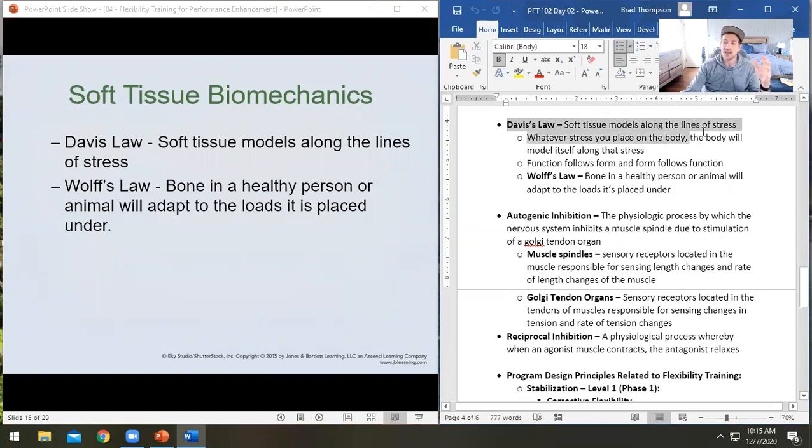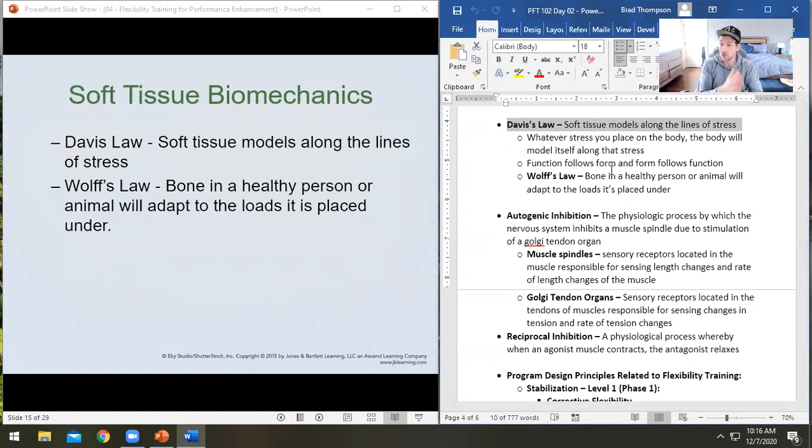And Davis's law is something that I used to spend a lot of time talking about. Honestly, NASM kind of breezes over it. And I get it. It's not a very practical thing that you ever have to talk about with your clients, but it explains why we do so much of what we do. Davis's law states that soft tissue will model itself along the lines of stress. You understand why I like this so much, because this sentence is basically saying function follows form and form follows function. They are totally interlinked together.